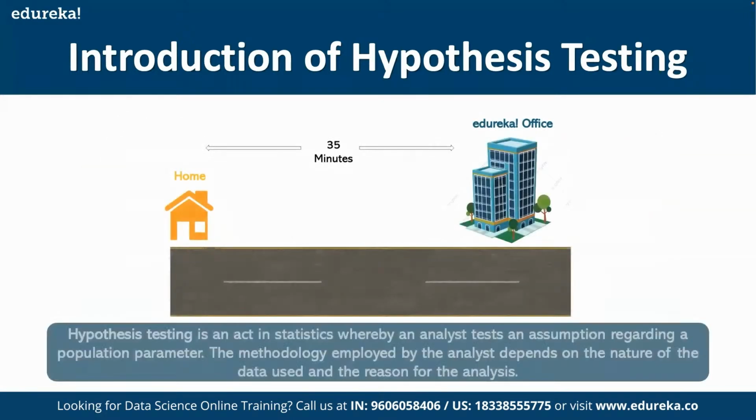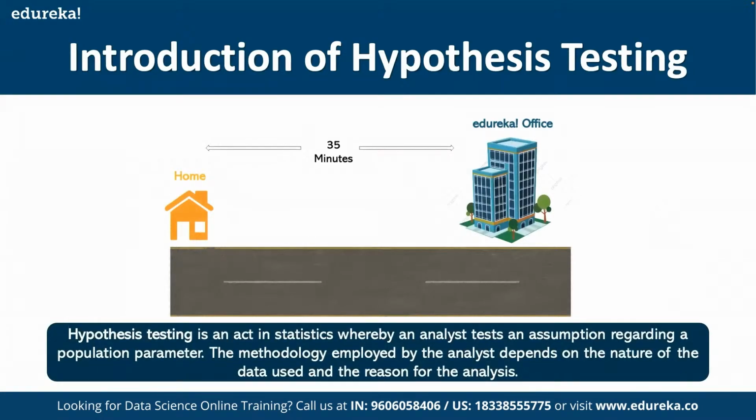Here, when we talk about hypothesis testing, it is an act in statistics where an analyst tests an assumption regarding a population parameter. In the previous example, the population parameter is the lead content in the Maggi noodles produced by the Nestle company. So we are going to test that assumption for the population parameter. And the methodology employed by the analyst depends on the nature of the data and the reason for that analysis. So that's the overall idea.